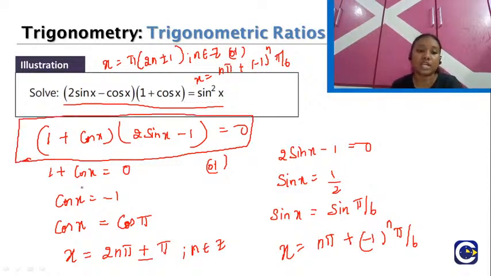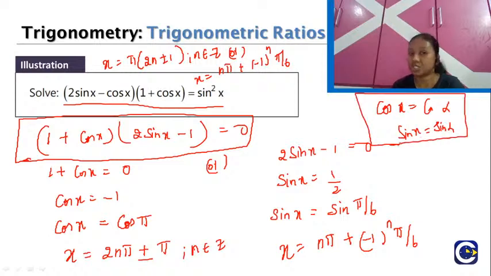And we have two conditions here, 1 plus cos x equal to 0 and 2 sin x minus 1 equal to 0. And then we have reduced it in such a way that we end up having the form cos x equal to cos alpha and sin x equal to sin alpha. And we know how to write the general solutions here.